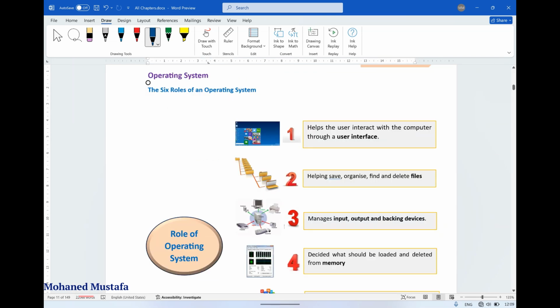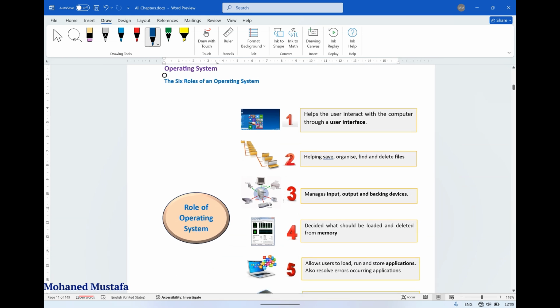And these are the roles of an operating system. We mentioned them before. Why do we need an operating system? Why do we pay money now for operating systems? Because they do so many tasks for us. One of the tasks is that they provide you with the user interface.